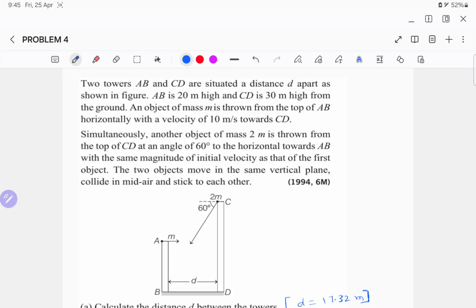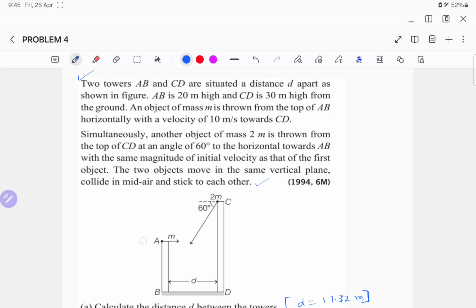Hello everyone. This is a question from JEE Advanced 1994, checking our basics regarding projectile motion as well as concepts of conservation of linear momentum. Let me read out the question quickly and see whatever information is there in the paragraph, and I'm going to explain with the help of this given diagram.